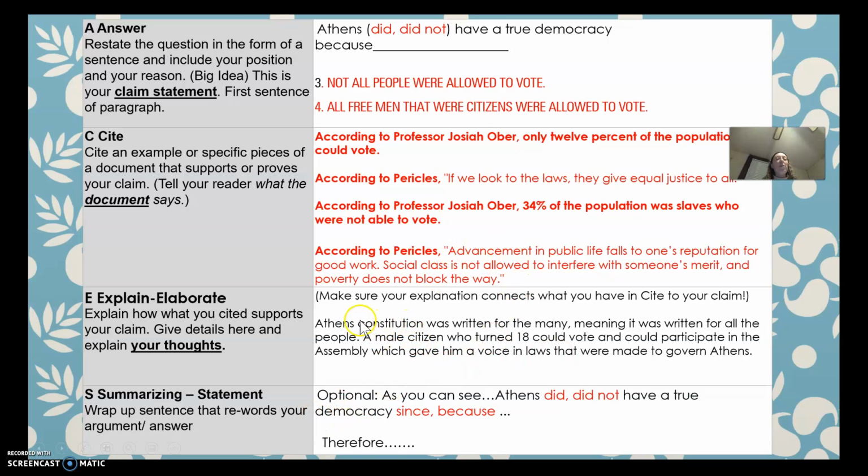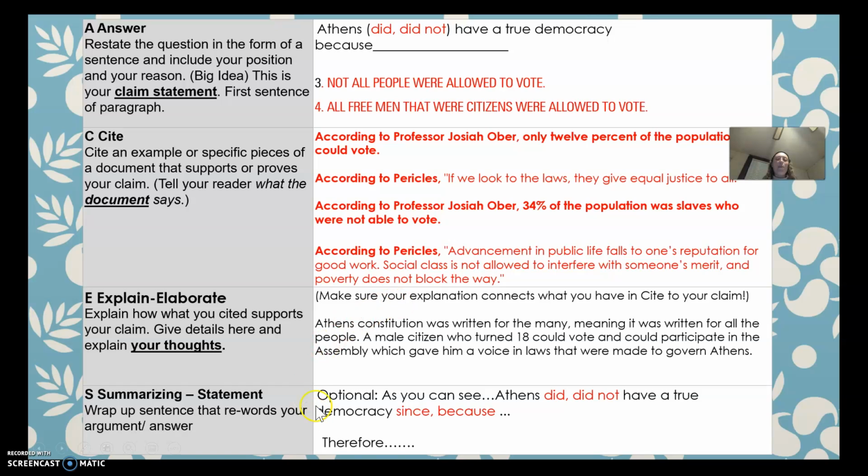But make sure you're putting in your thoughts. I can tell these are not your thoughts. I can tell that those were written by a teacher. Make sure they're your thoughts and not from the internet or from a teacher. When you have finished explaining your ideas and explaining how the example that you cited, the document you cited, supports your claim, then you can come back to the video. But for right now, pause it and finish the explain box.